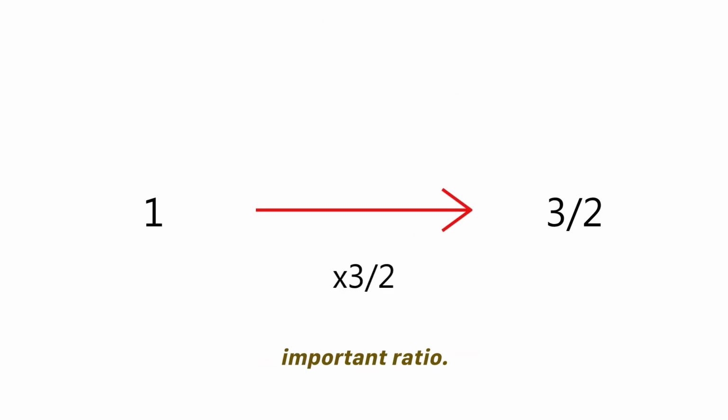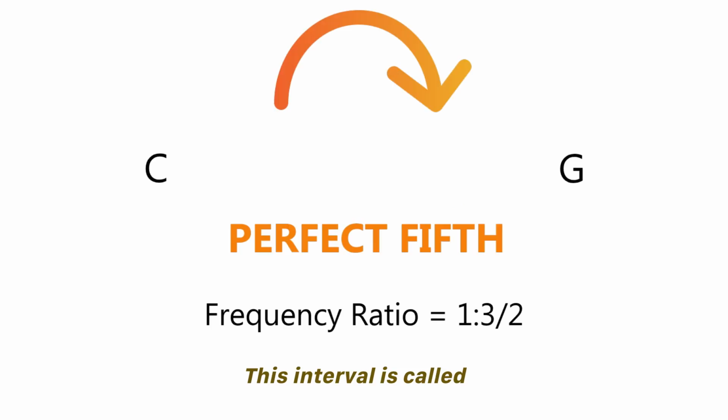Now let's try another important ratio. If we multiply the frequency by 3 halves, we get a note that sounds extremely stable with the original note. This interval is called a perfect fifth, so now we have two important numbers. Octave equals 2, perfect fifth equals 3 halves.